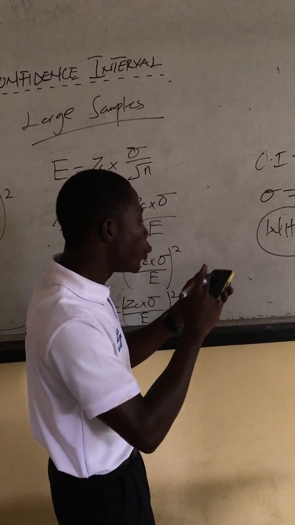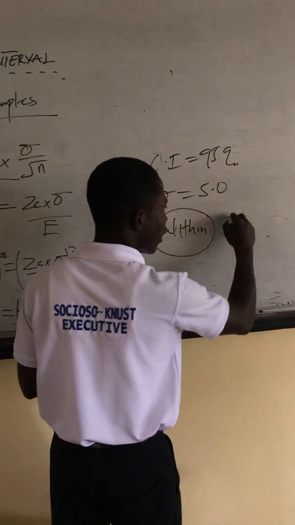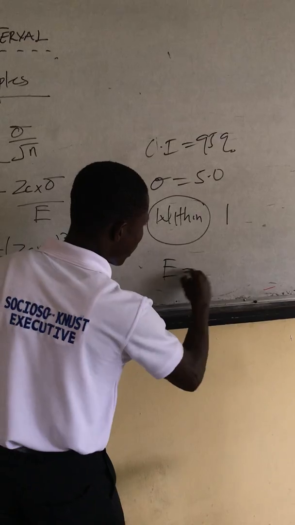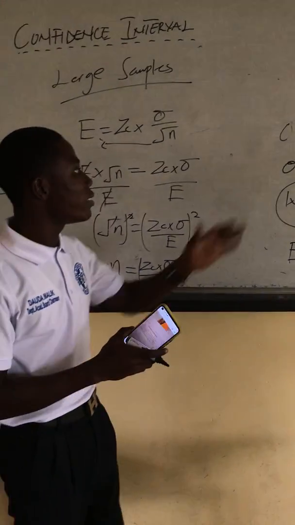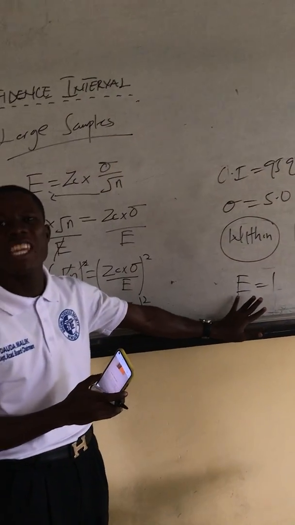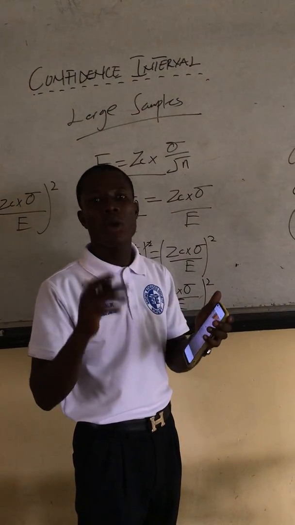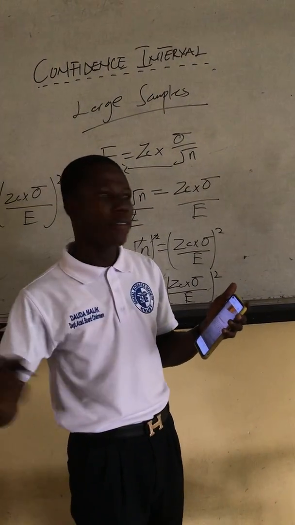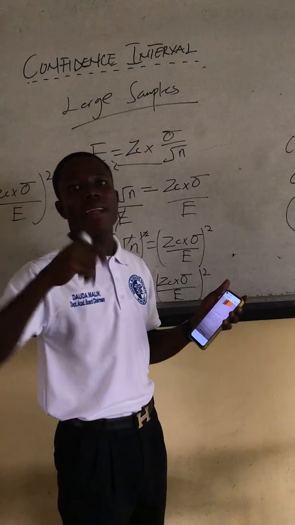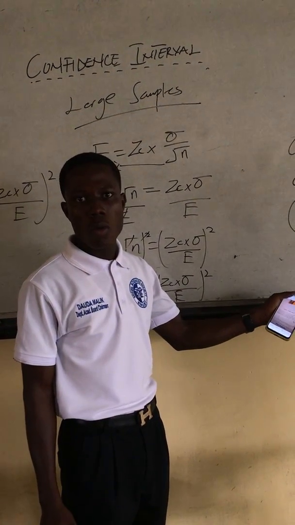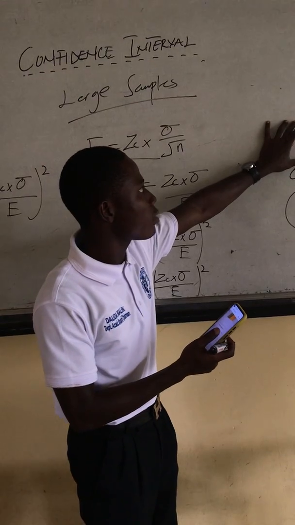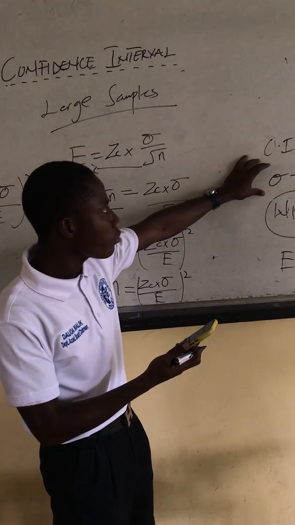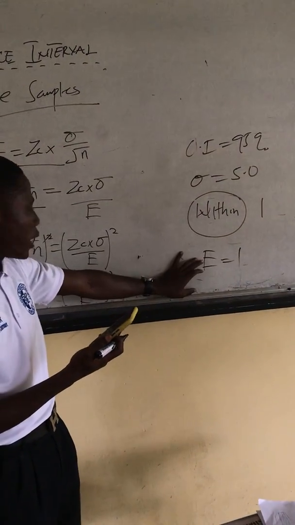So here it said within 1. So it means 1 becomes our E. So our E here is 1. That's the clue for finding the margin of error in a question. Whenever you find within, let's say within 2, within 5, the number that follows is your margin of error. So now we have our confidence level, we have our standard deviation, we have our E.